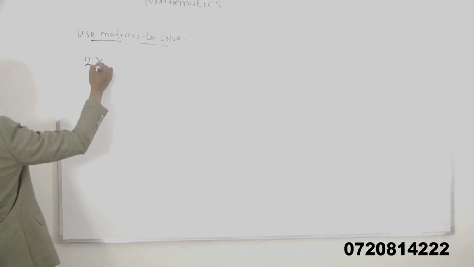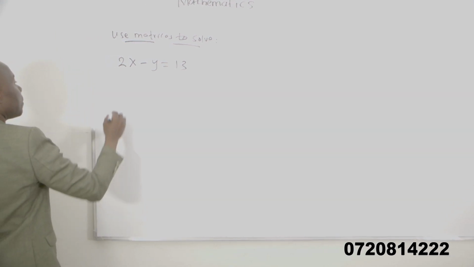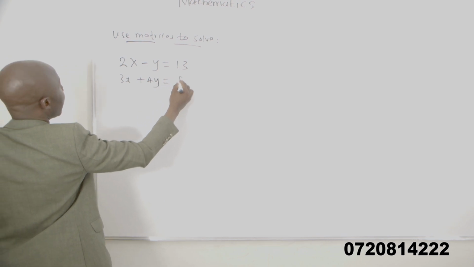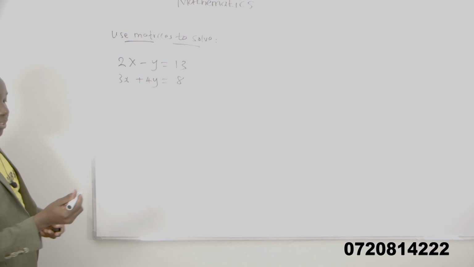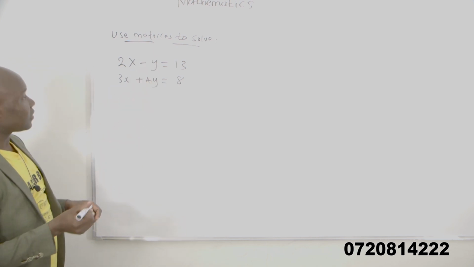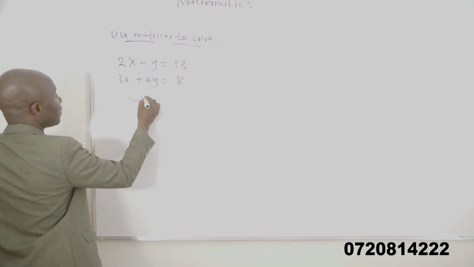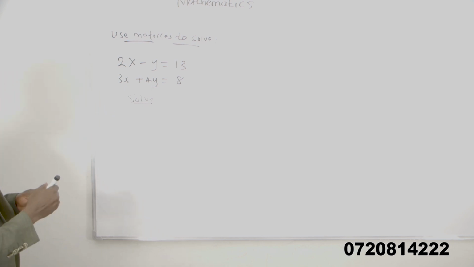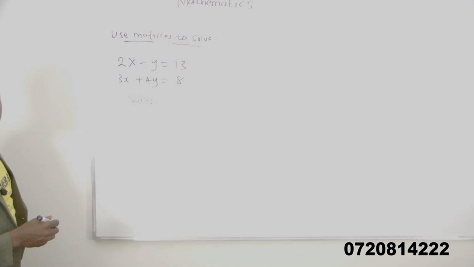They can give you 2x minus y is 13, maybe 3x plus 4y is 8, then they ask you to solve that system by the use of what? By the use of matrices. Now the first step for you to solve this, you know, in maths we must always follow some steps. You must find what is called a coefficient matrix.